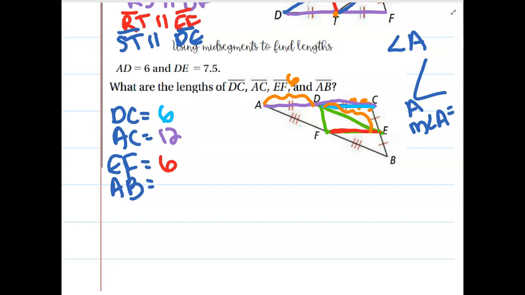And in a similar way, if I want to find AB, this whole side, AB, what's half of AB? Which segment is going to be half of AB?